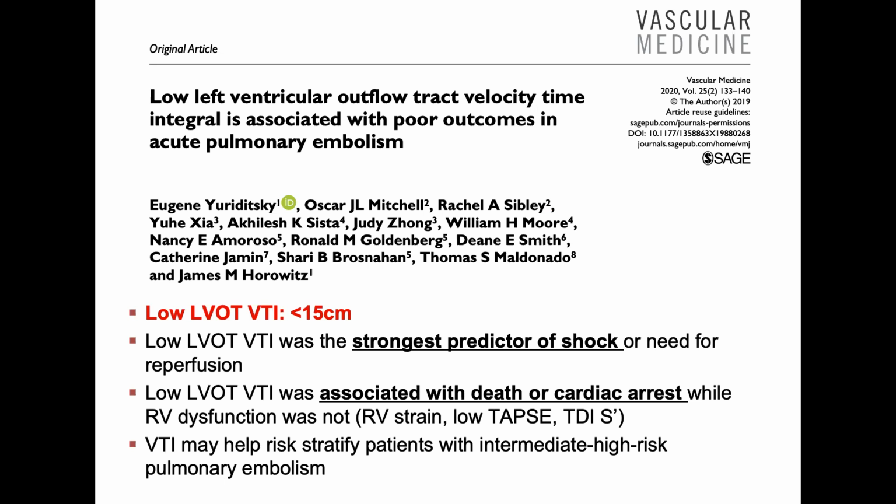So yes, I might care to look at my RV dysfunction or RV strain if I know they have a PE, but really the next thing I'm going to be doing if I have a presumed PE is going on to look at LVOT-VTI to kind of risk stratify my patient. And if they have a low LVOT-VTI, which again would correlate with a low cardiac output, then I'm going to be more concerned that they could decompensate. And so VTI may help risk stratify patients with intermediate high risk pulmonary embolism.